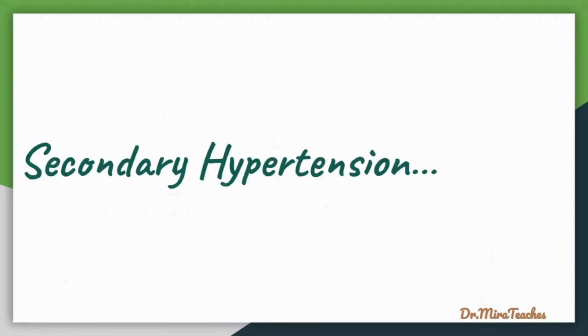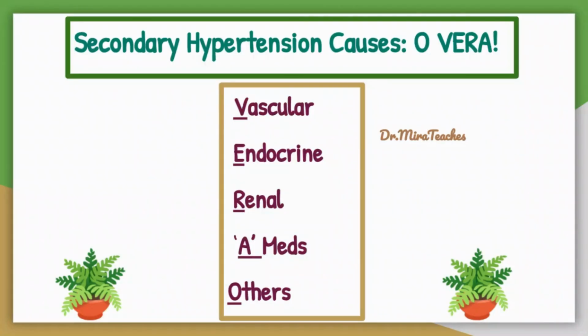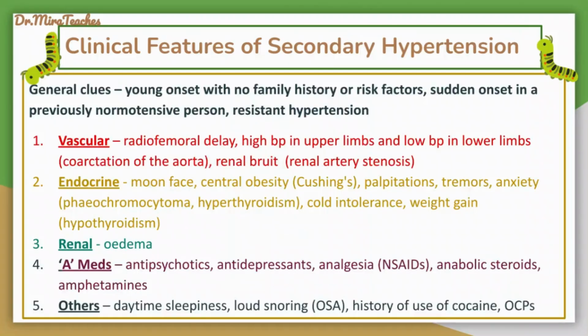Now let's talk about secondary hypertension. Remember that in secondary hypertension, there are underlying causes, and we saw the mnemonic OVERA. If you have not seen this mnemonic, please go to the shorts playlist. There is a very nice music you can groove to that will help you to remember the OVERA mnemonic. V for vascular, E for endocrine, R for renal, A for medications that start with the letter A, and O for others. So that's how you remember it easily.